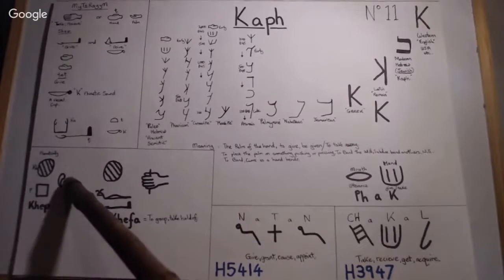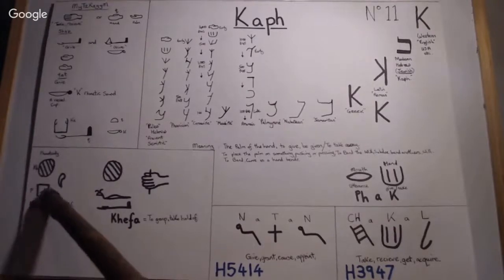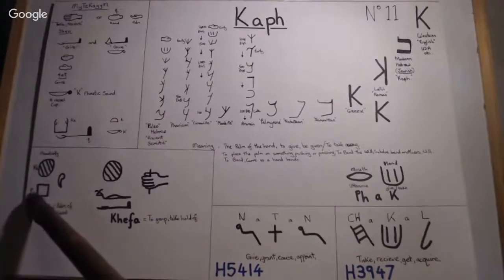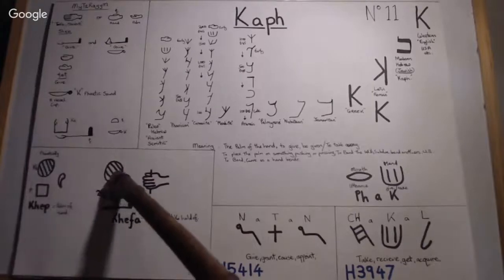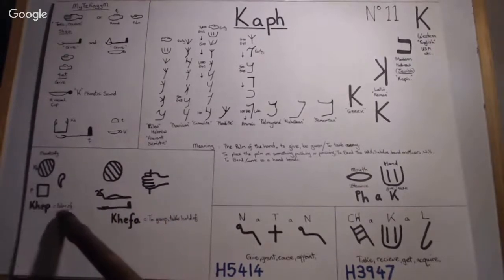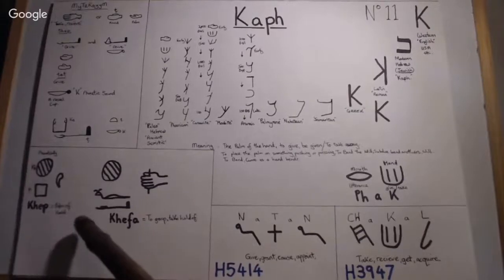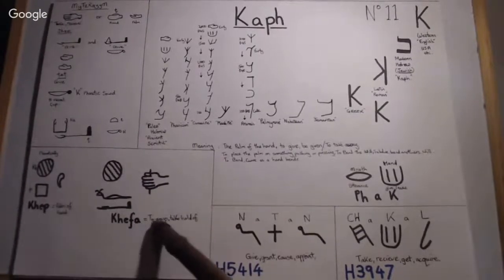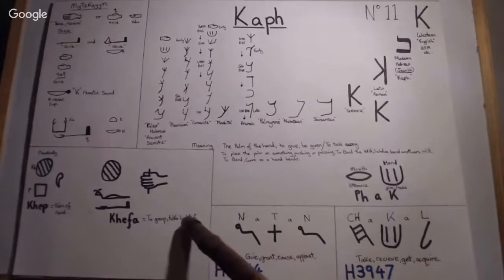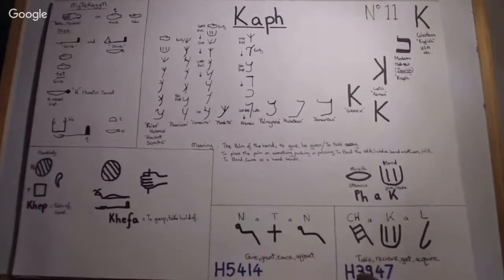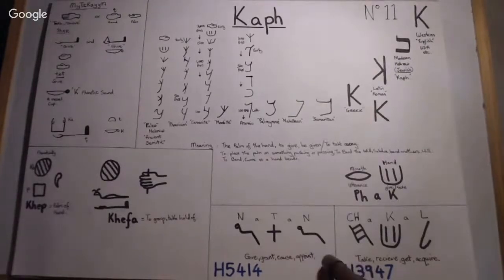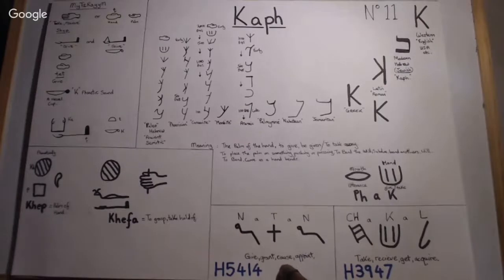This one here is another version of that, and the P is a doorway, or in other versions it's a mat. The K again is this symbol. So Kep means the palm of a hand. Kep, palm of a hand. Kepha, to grasp, to take hold of. This one over here is the last two Paleo Hebrew words that show what the actual meanings are.